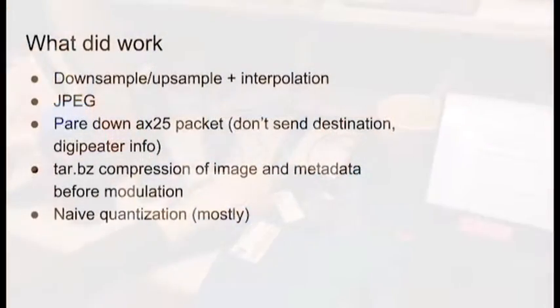As part of our project, we implemented adaptive downsampling and upsampling to decrease the size of the image to be transmitted within the allotted time, which turned out to be about 7 kilobytes. We also implemented naive quantization, where we bucketed the color values, and on the receiver side, we applied linear interpolation to smooth the image. Separately, we implemented JPEG.